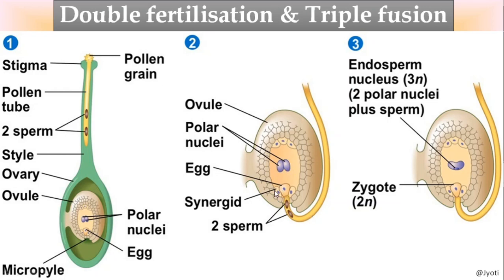Now here two synergids and one egg cell are there, but one of the male gametes will fuse with the egg cell only. So the male gamete that fuses with the egg cell forms the zygote. Here you can see the zygote. But the male gamete that fuses with the two polar nuclei, or the secondary nucleus, is called the endosperm nucleus. So the whole process is called double fertilization and triple fusion.